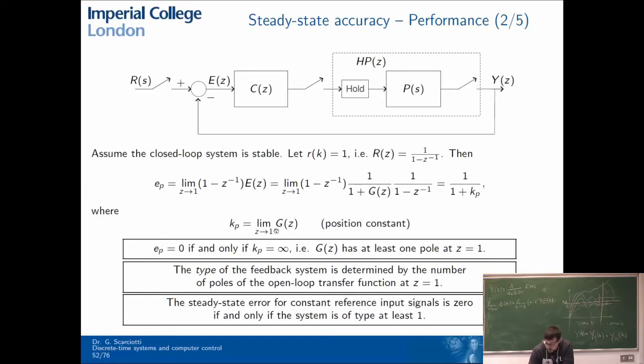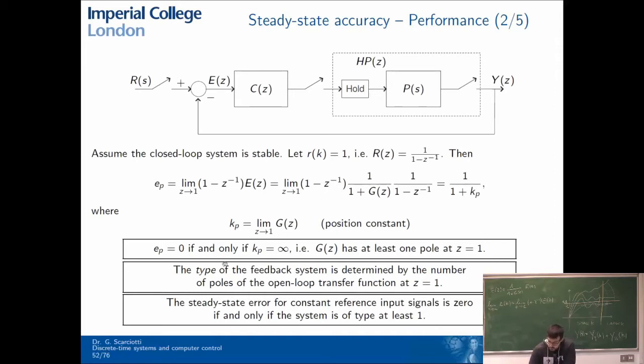Now here we have a fraction, and we want this fraction to go to infinity when z goes to 1. To do so, we have to have a division by 0. So this means that g of z has to have at least one pole in z equal to 1. Why? Because if g of z has one pole in z equal to 1, when we compute this limit we are dividing by 0 and kp will be infinity. 1 over infinity will be 0, and the steady state error is equal to 0.